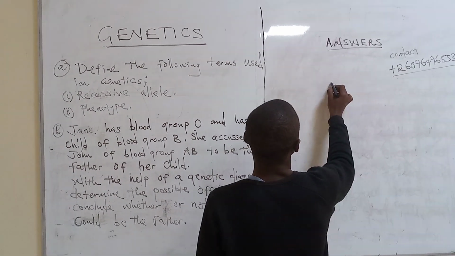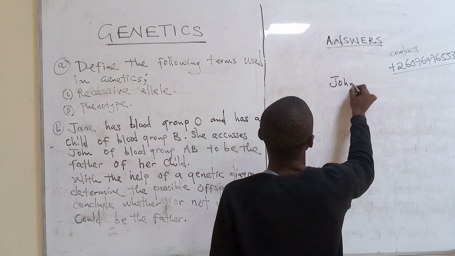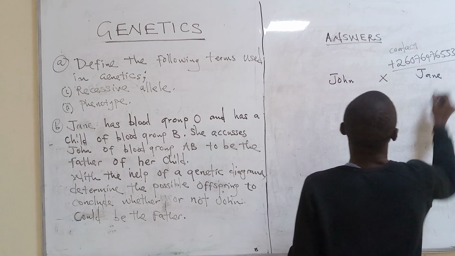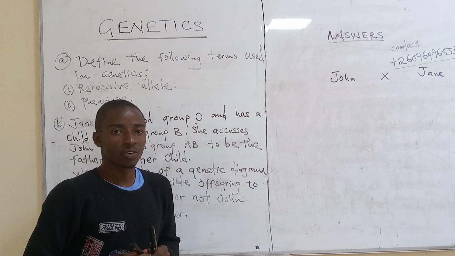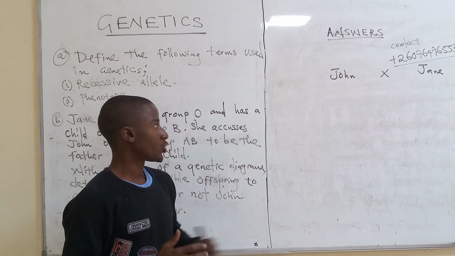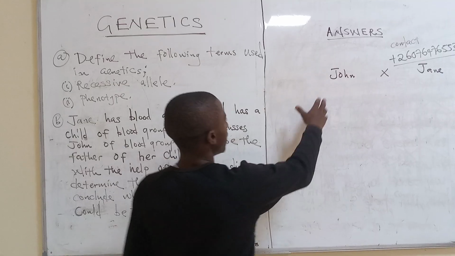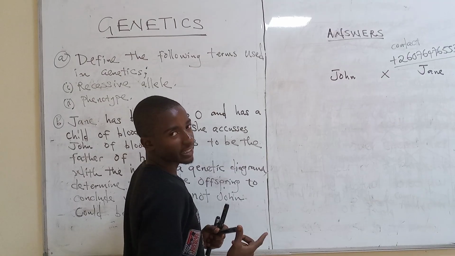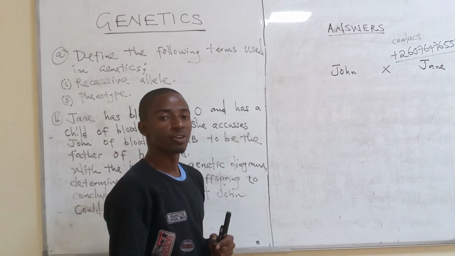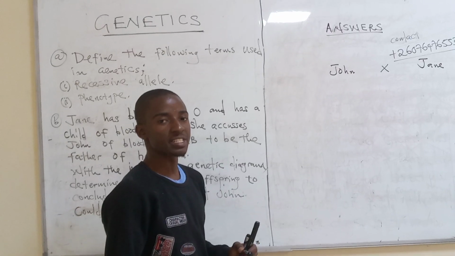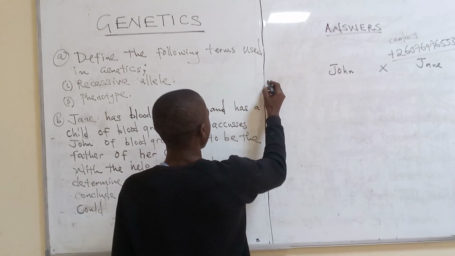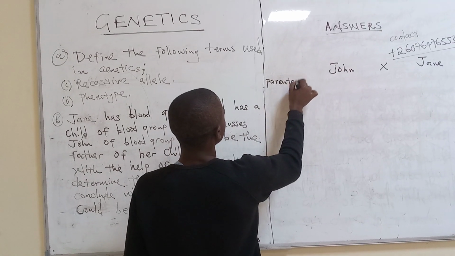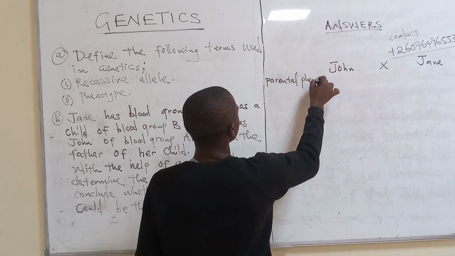So I'll say John and Jane. Whenever you're writing the genetical diagram, it is very important to show what you are crossing. So John was crossed with Jane. So first thing is the parental phenotype. What is parental phenotype? That is just the physical appearance of an organism. So I'll say parental phenotype.